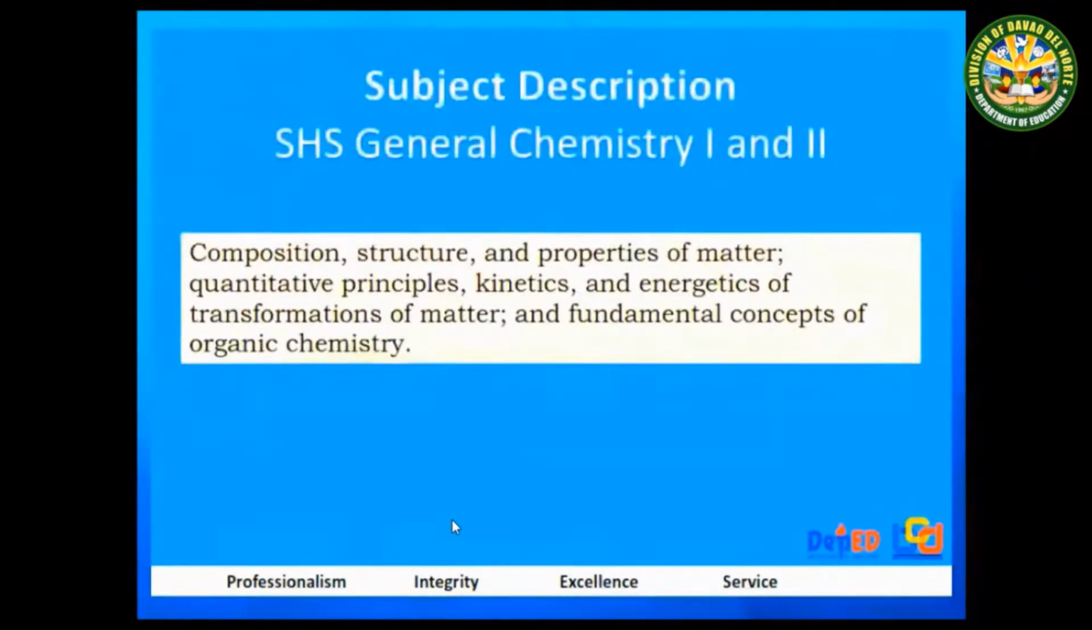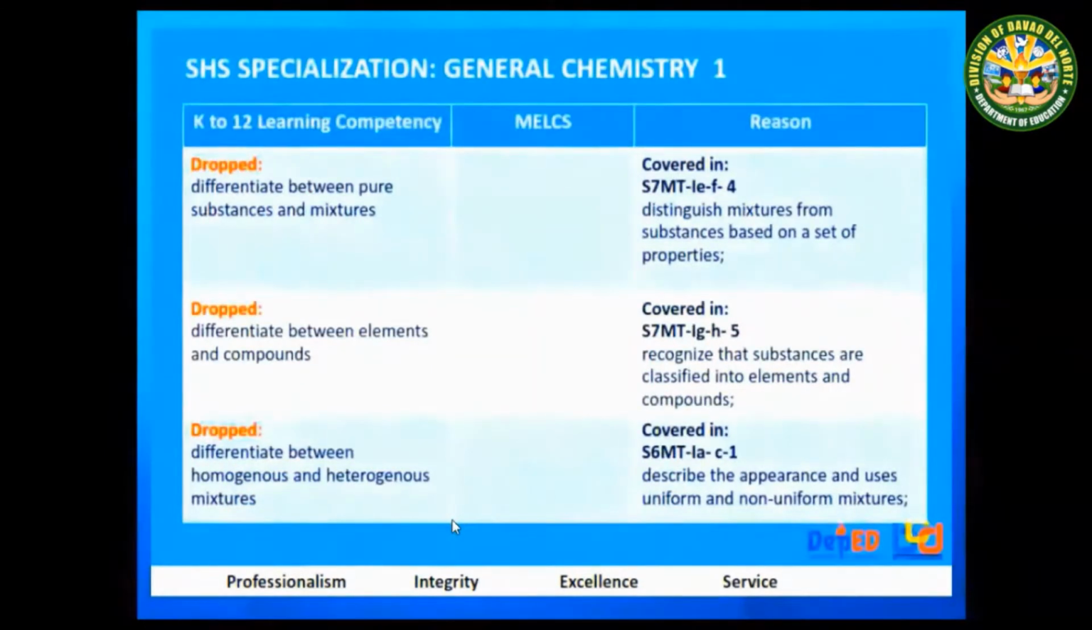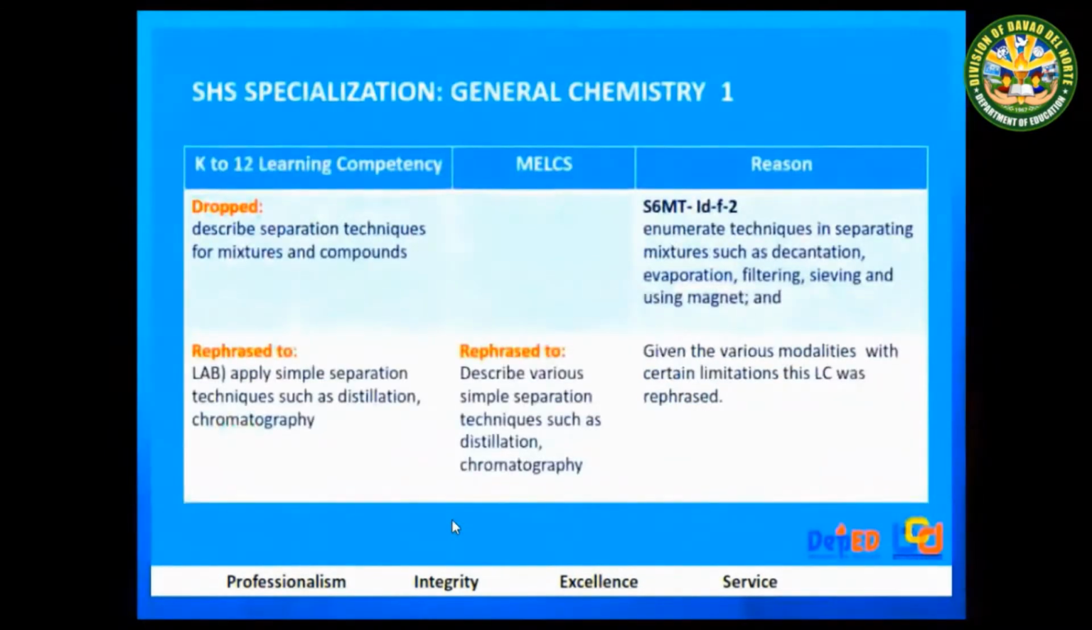For senior high school General Chemistry 1 and 2: composition, structure, and properties of matter, quantitative principles, kinetics, and energetics of transformations of matter, and fundamental concepts of organic chemistry. For General Chemistry 1, 5 LCs were dropped and 2 LCs rephrased. The following reasons are all reflected in these slides. Here is the list of the competencies dropped and rephrased in General Chemistry 1.